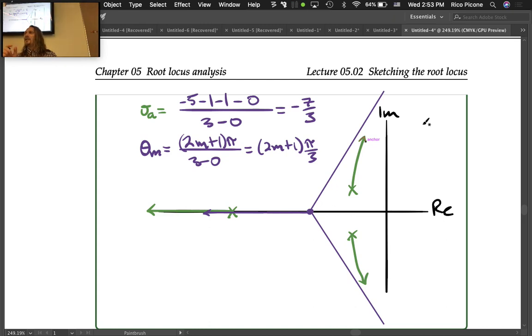Okay, any questions on root locus? Okay. This is our big tool that we're going to use for doing design, so hopefully you guys have a pretty good grasp on it.